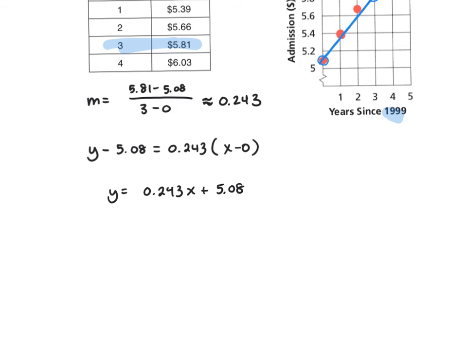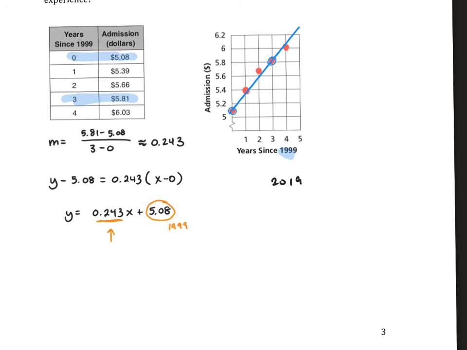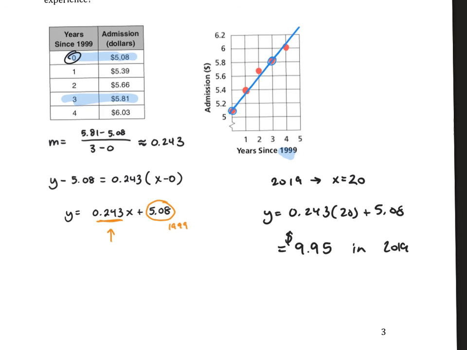So here's what I got. And remember to interpret this. This means in the year 1999 that $5.08 is the cost. This here says about 24.3 cents per year increase. So now to make a prediction for the year 2019, that means x has to be 20 because that's 20 years after 1999. So all we do is substitute in 0.243 times 20 plus 5.08, plug that into our handy-dandy calculator, and I got this. In 2019, it's going to cost $9.95.